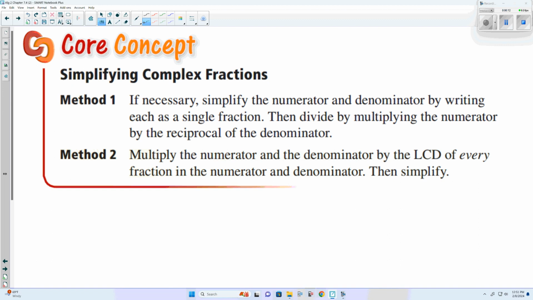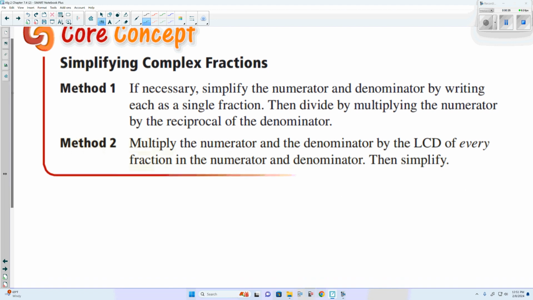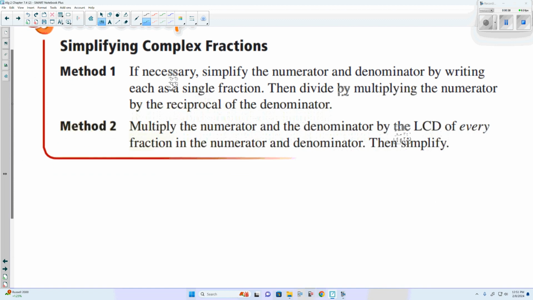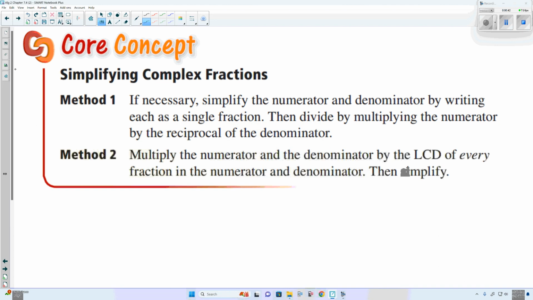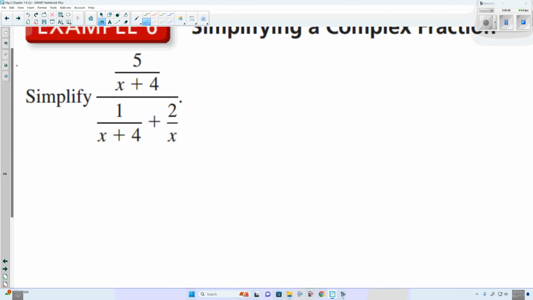On today's lesson, we're looking at simplifying complex fractions. So we have fractions in fractions. We have two different methods for doing this. Method one: if necessary, simplify the numerator and denominator by writing each as a single fraction, then divide by multiplying the numerator by the reciprocal of the denominator. And method two is multiply the top and bottom by the LCD of every fraction in the numerator and denominator, then simplify. So we have two different ways we can do this.